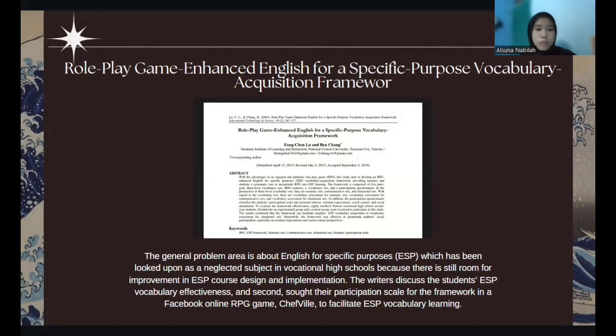The problem from this article is that English for Specific Purposes, ESP, has been looked upon as a neglected subject in vocational high school, because there is still room for improvement in ESP course design and implementation. So the writers discuss the students' ESP vocabulary effectiveness and self-efficacy, the participant scale for the framework, and a Facebook online review game to facilitate ESP vocabulary learning.